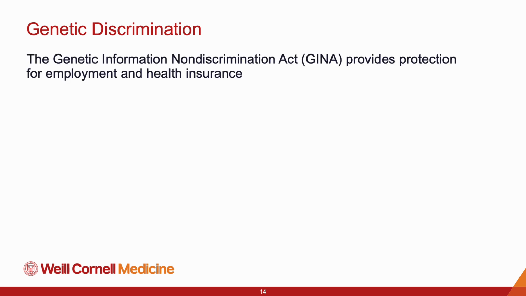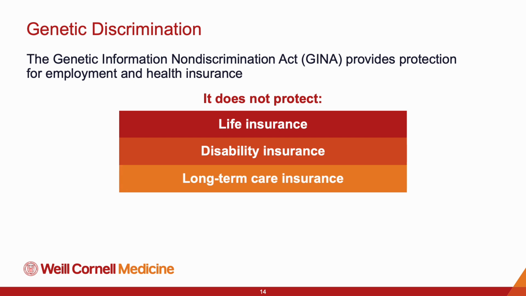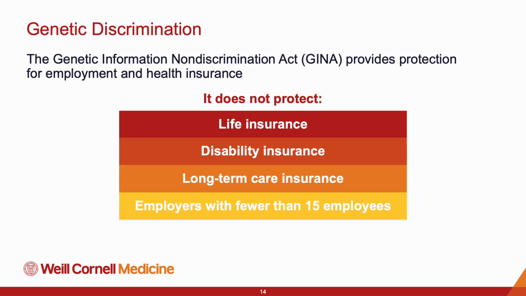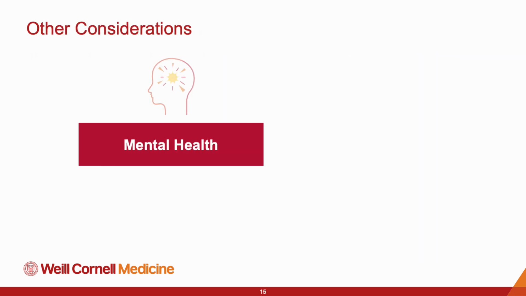It's important to know that there is a federal law known as the Genetic Information Non-Discrimination Act, or GINA, which provides protection against genetic discrimination from employers and health insurance companies. However, the law does not provide protection when it comes to obtaining life insurance, disability insurance, long-term care insurance, and employment at organizations with fewer than 15 employees. Additionally, GINA's employment protections do not extend to U.S. military service members.